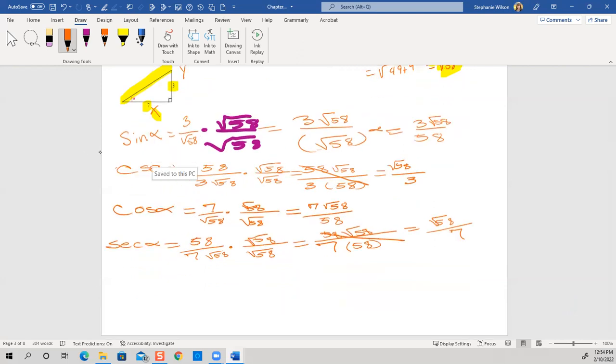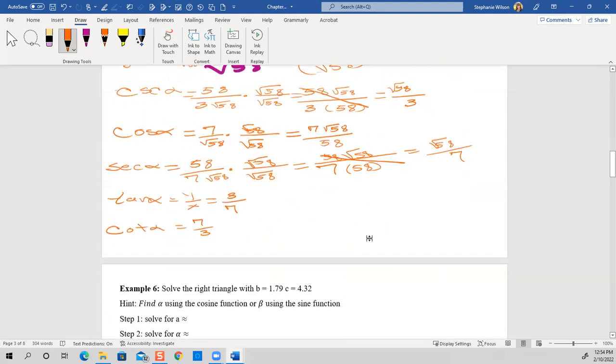Tangent is y over x. So y is 3 and x is 7. So there we go. 3/7 is tangent. Cotangent is the reciprocal of tangent. So it's going to be 7/3. And we're done. We've answered all 6 functions.